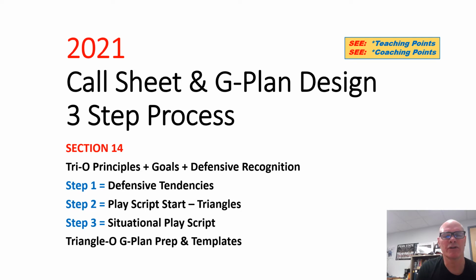I want to go over the design of an offensive call sheet and game plan. We use a three-step process here. We're going to do the scouting and get a chart of defensive tendencies. Then from there, you'll design a play script to start using offensive triangles and play calling system. And then step 3 is a situational play script. At the end, we'll have some Triangle O game plan preparation and templates for you.